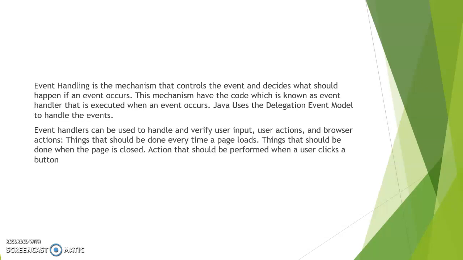So our next slide is all about event handling. Event handling is the mechanism that controls the event and decides what should happen if an event occurs. This mechanism has the code which is known as the event handler, and that is executed when an event occurs. Java uses the delegation event model to handle the events.